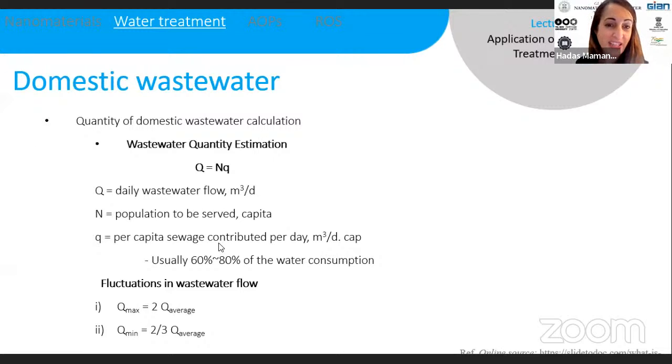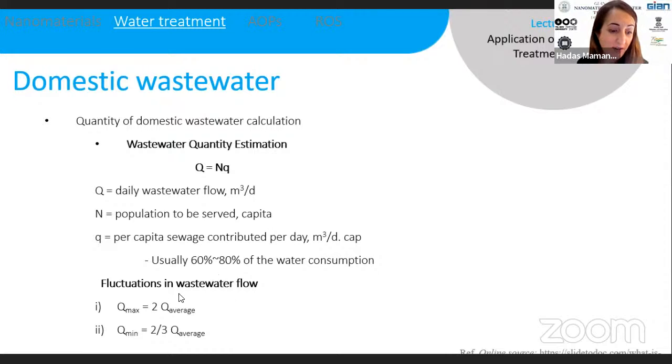Of course, this does not include input from the industry, okay? So if we have input from the industry to our wastewater, then it will be added upon this. So about 60 to 80% of the water that we drink and consume, whether by direct drinking or through food, through cooking and stuff like that, would become wastewater.